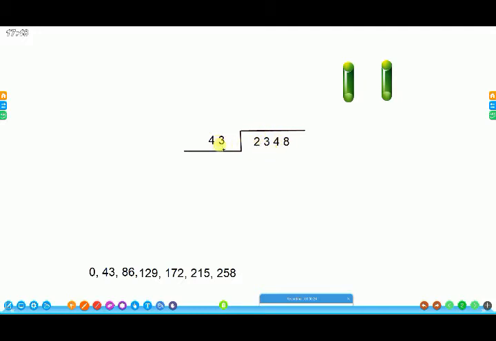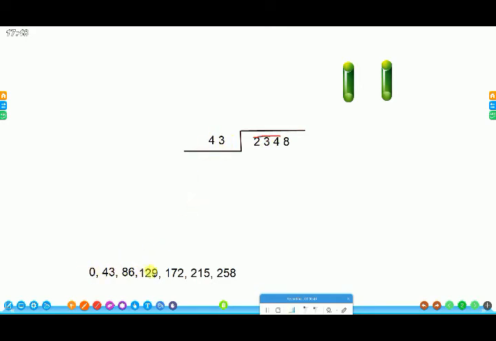2 is less than 43. 23 is also less than 43. So here, of course, 234 is greater than 43. So here I must take only 234, and 8 for now is ignored. Now I divide 234 by 43.